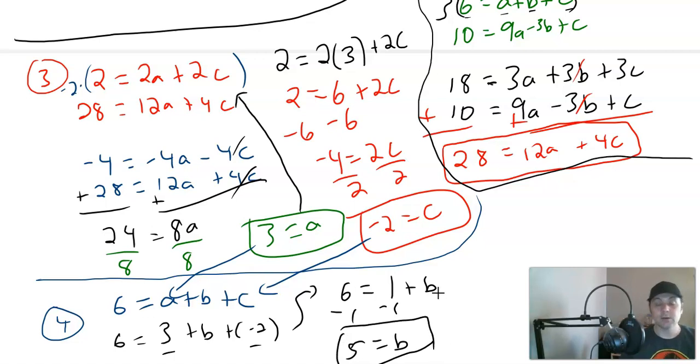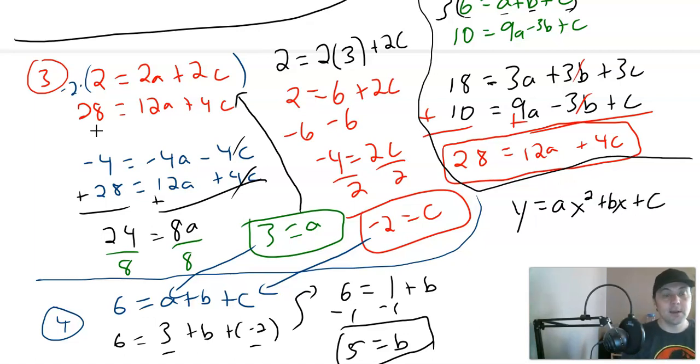All right, and so that solves the system of equations, but the final answer in MathXL needs to be a quadratic function. So they want to know what quadratic function has the parabola that passes through those 3 points. The quadratic function is the function that looks like this. Sorry, I don't know why I did a straight line there. And so now we plug in a, b, and c to this formula.